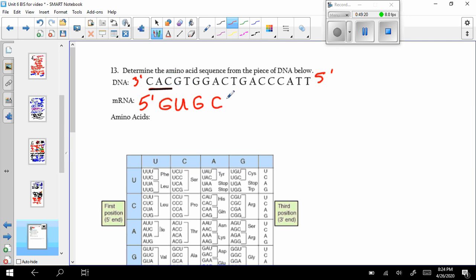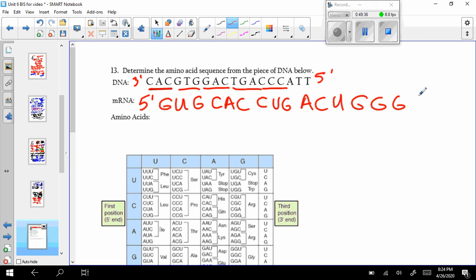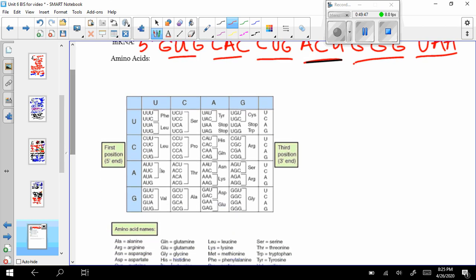And then CAC was the next one. And then CUG is the next one. And then ACU. And then GGG. And then UAA. All right, there's my codons. And those codons, I would have to go down to my chart to read what they would code for.